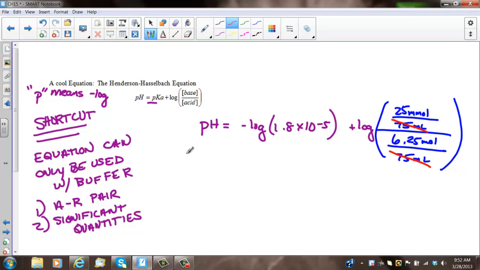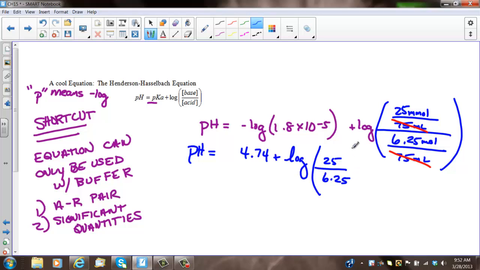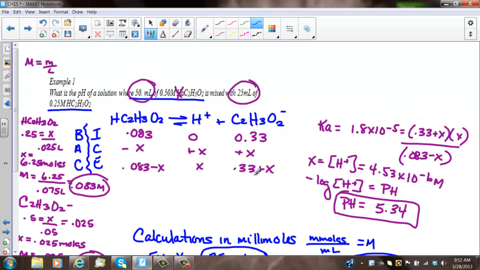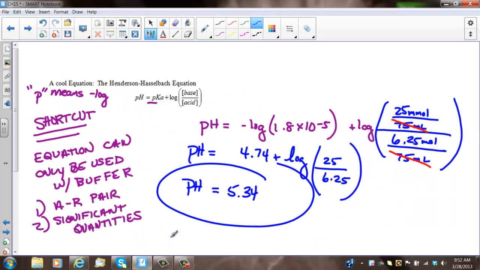So coming over here, I have pH is equal to the negative log, because this was the pKa of that. The negative log of the Ka is going to be 4.74 plus the log of 25 over 6.25. And I get a pH equal to 5.34. Go back to my problem. Lo and behold, a pH of 5.34, and I didn't have to do any of this work. So this is a really, really nice trick that we can use when we have a buffer problem.